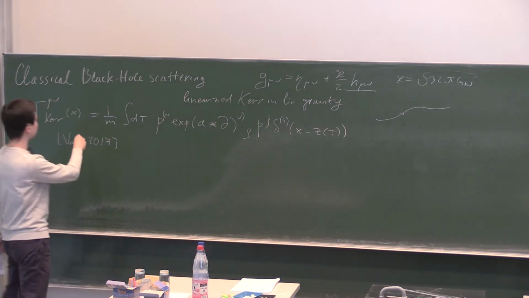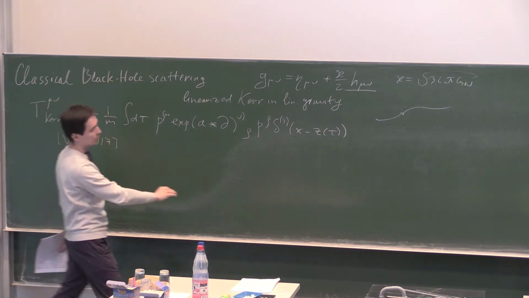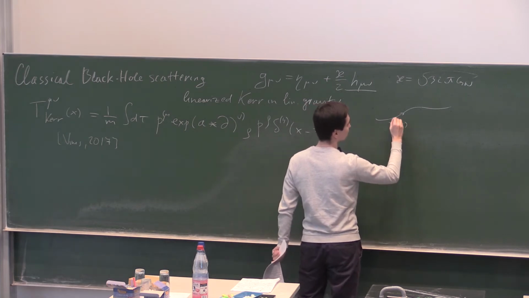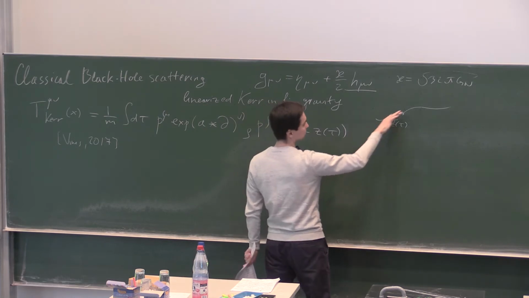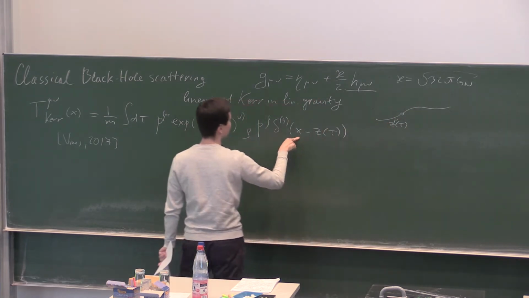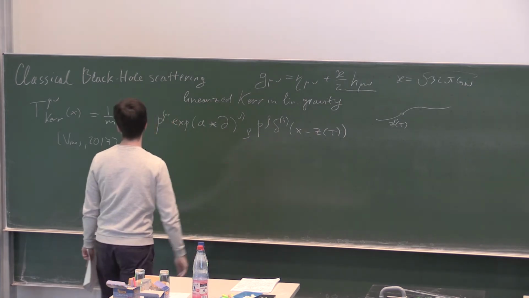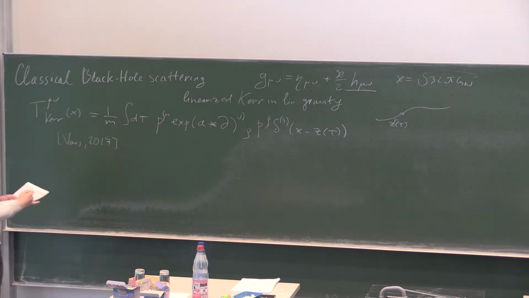So it depends on the point in space-time, but somewhere along the z mu of tau path, there's a black hole going, and therefore a delta function kind of peak there for the source of Kerr.